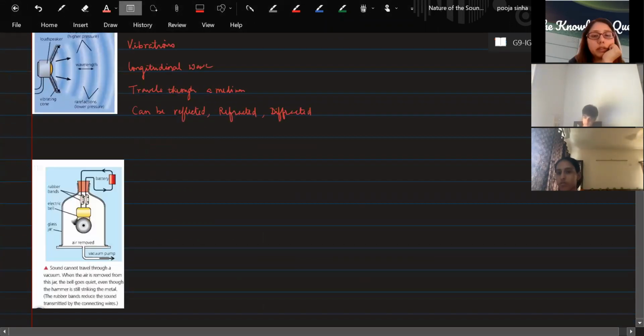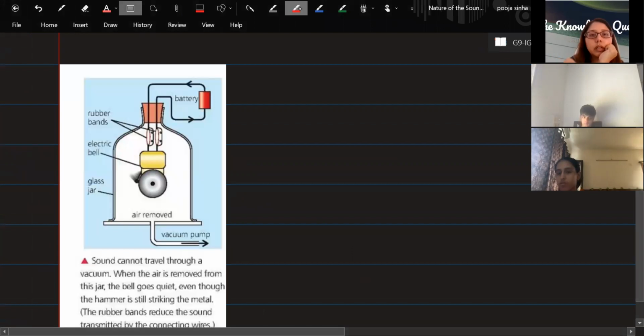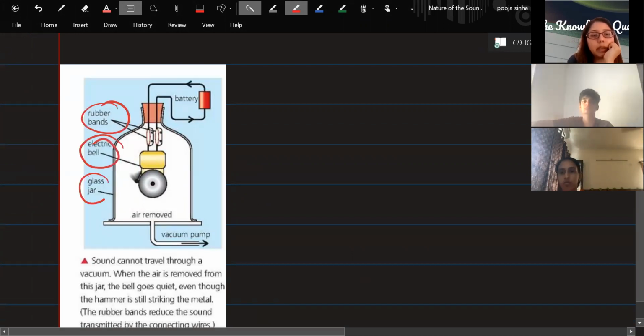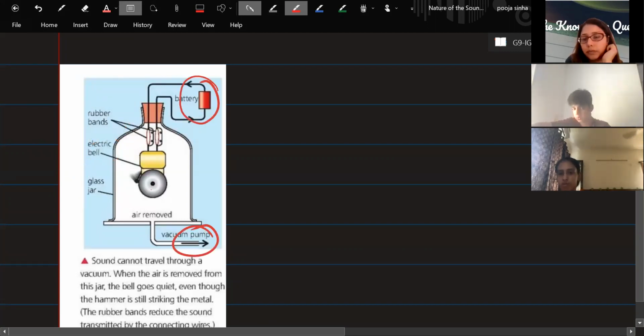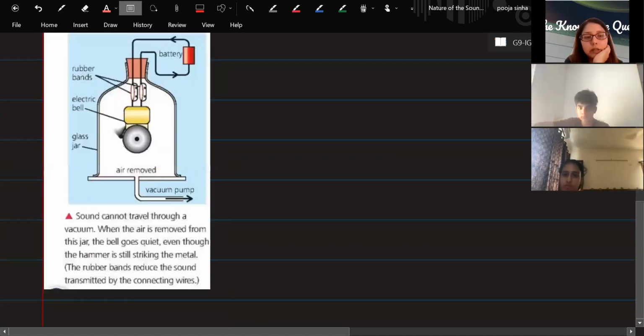Now one more picture which I want you to understand. Look at this picture. What is it about? There are two rubber bands, an electric bell in a glass jar, a battery inside, and a vacuum pump. This bell is ringing, and you're able to hear it. The vacuum pump extracts all the air, so all the air has been removed.